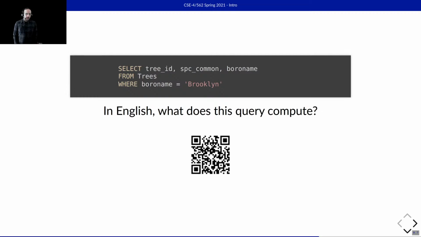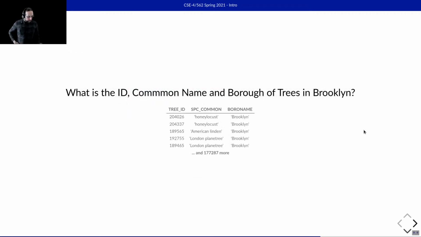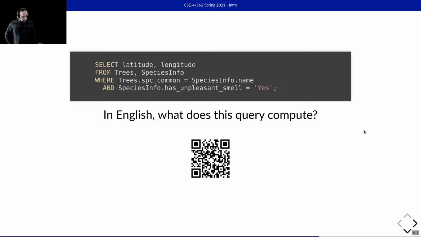Okay, great. So yes, Preetham, the query is essentially asking for the tree ID and the common name and the borough name of trees that are located in Brooklyn. So, yep, there's an example answer. Here's another one. This is a little more tricky. Here's another query. What is this query asking?